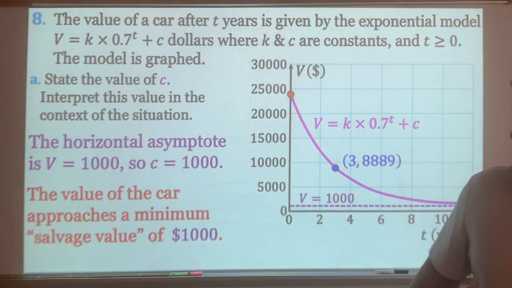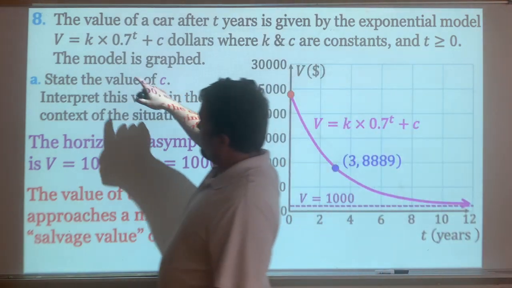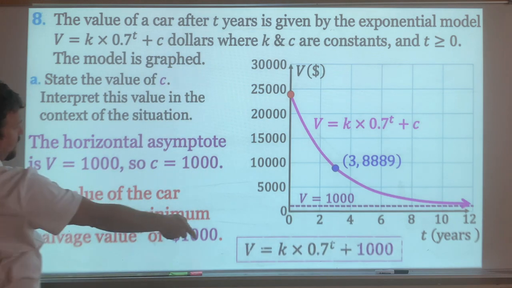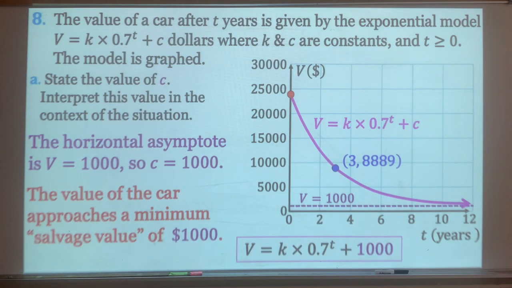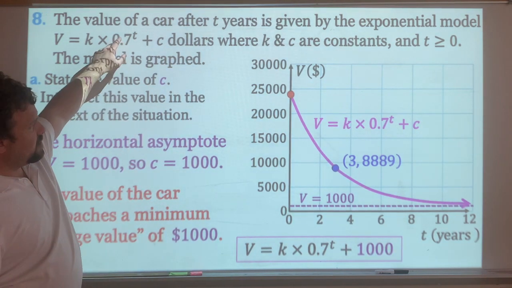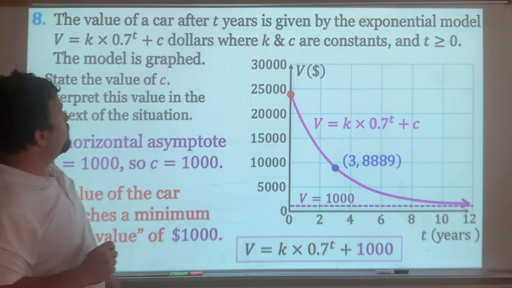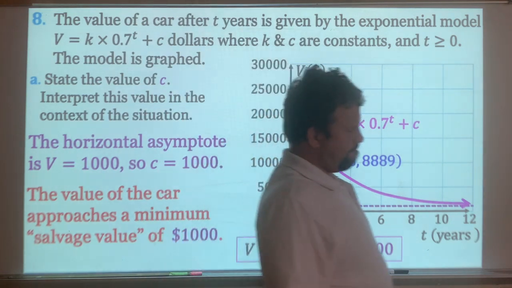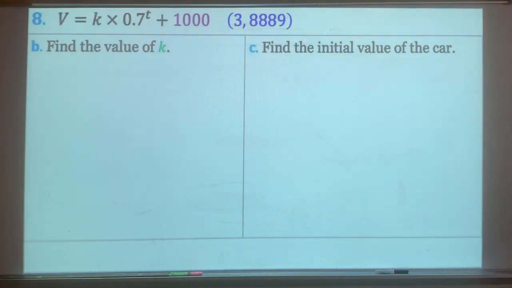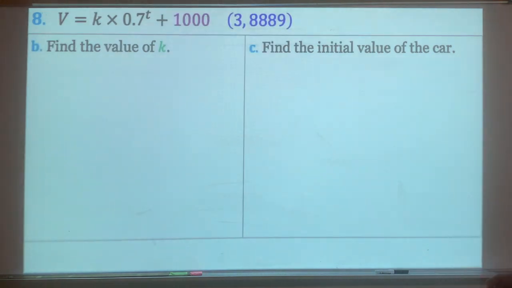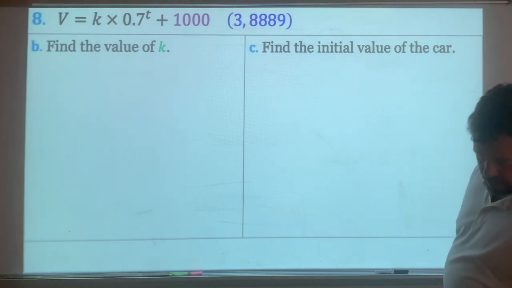So that means we could rewrite this equation. Instead of V equals K times 0.7^T plus C, we can replace our C with 1,000. All right, what does the 0.7 mean? What's the value decreased by every year? 30%. So find the value of K now. I couldn't fit this on here, but we're going to use this point, (3, 8889). So find the value of K. Then find the initial value of the car.